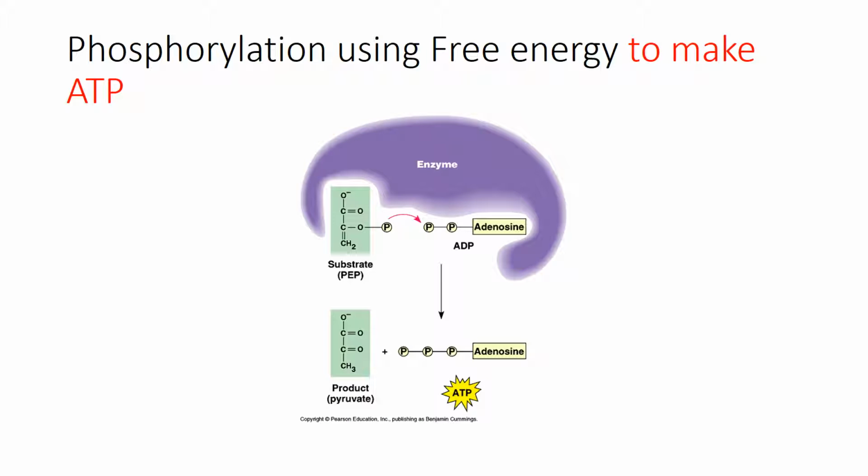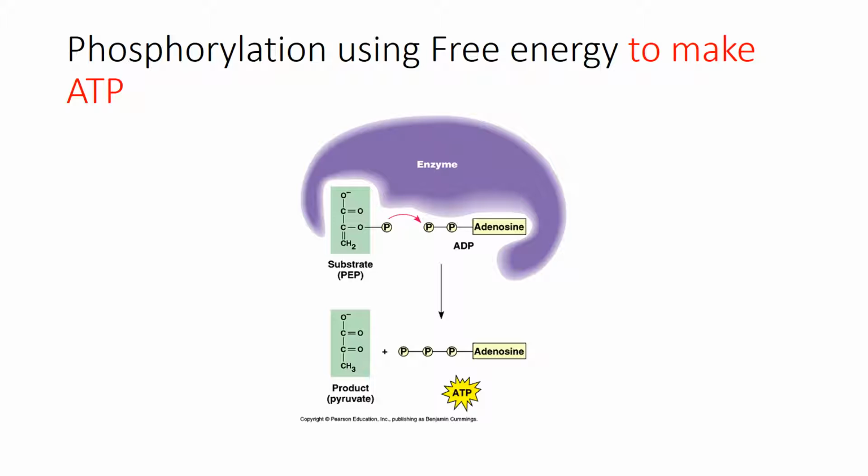There are several different ways to make ATP. We looked at using a proton gradient inside of the chloroplast, and we saw how ATP synthase used that proton gradient to make ATP. There's another way, and this is called substrate level phosphorylation. All phosphorylation means is adding a phosphate to it.